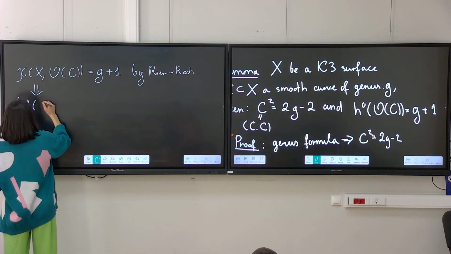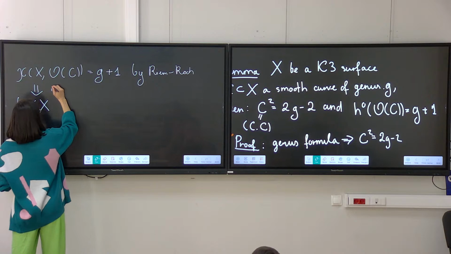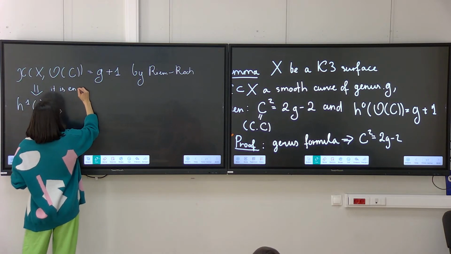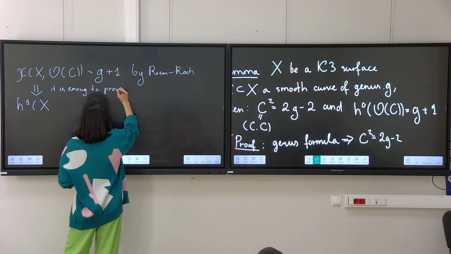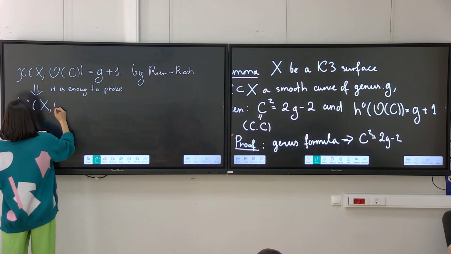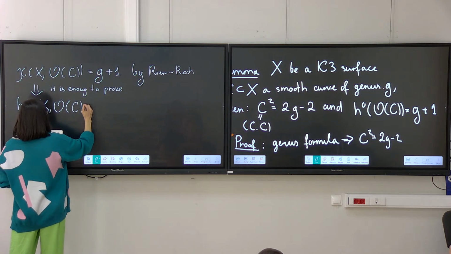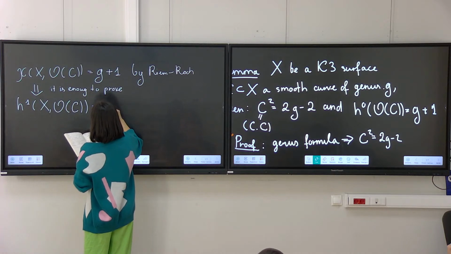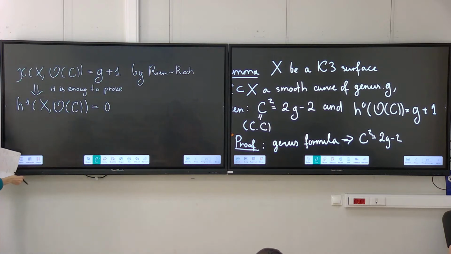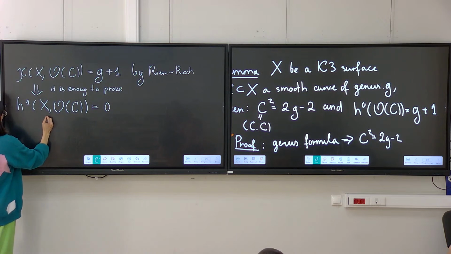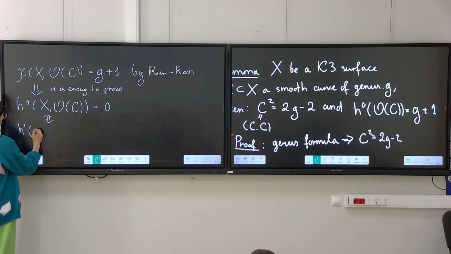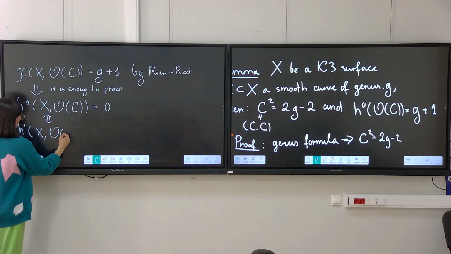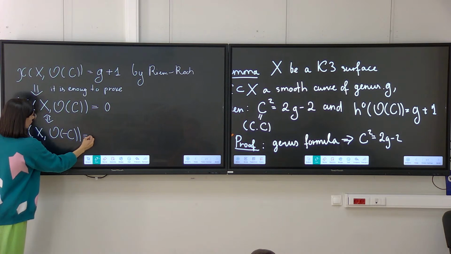Okay, this means that it's enough to prove the vanishing of this first homology, right? And using Serre duality, this is equivalent to what? The first homology on X of minus C. And how can we prove this vanishing?